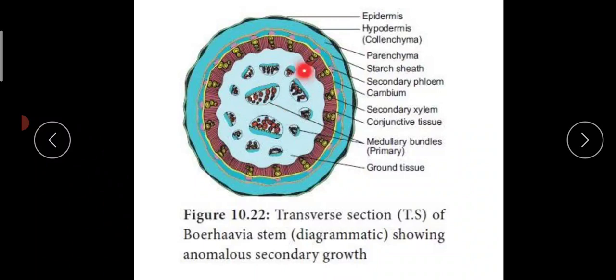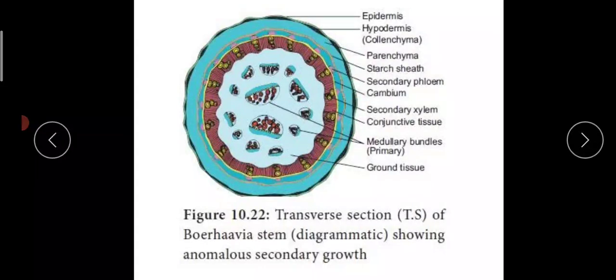Here the intrafascicular cambium acts normally and produces secondary xylem on the inner side and secondary phloem on the outer side. As a result, the size of the bundle increases a little bit. Here the secondary growth is restricted to the increase in the size of individual bundles in the central and the middle bundles.